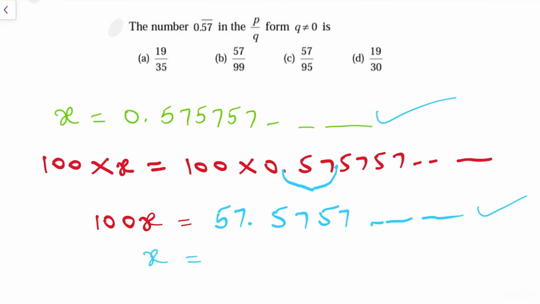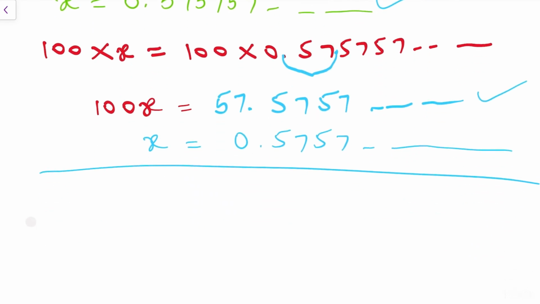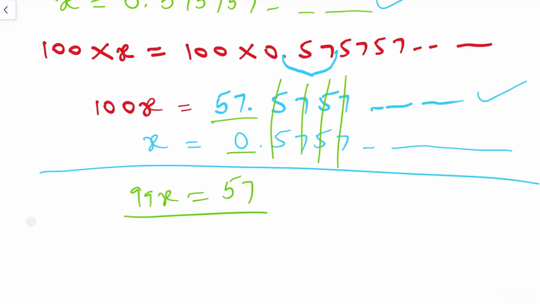So x is equal to 0.5757 and so on. If we do the subtraction, 7 minus 7 is 0, 5 minus 5 is 0, 7 minus 7 is 0, 5 minus 5 is 0. 57 minus 0, 57 is equal to 100x minus x, 99x. So 99x is equal to 57. Then take 99 to the right side, it will become division. So x is equal to 57 divided by 99.